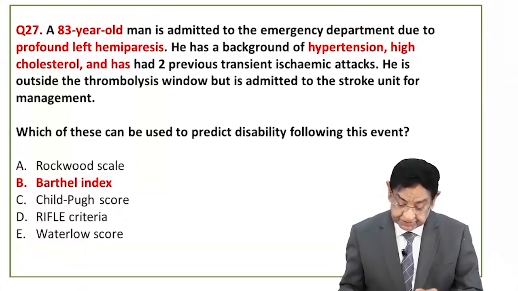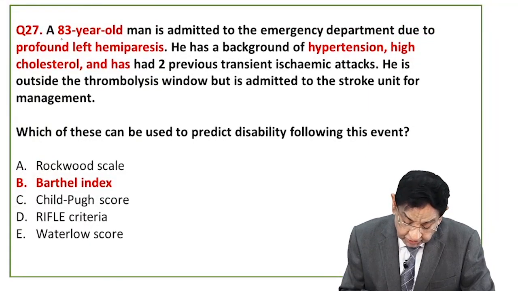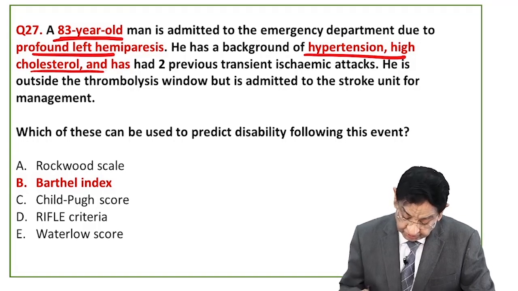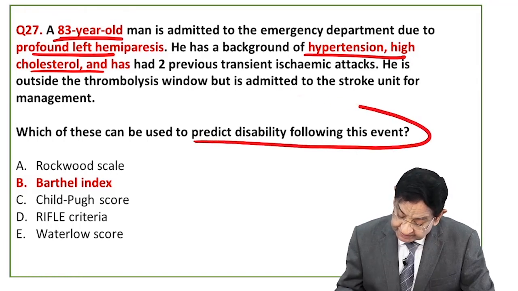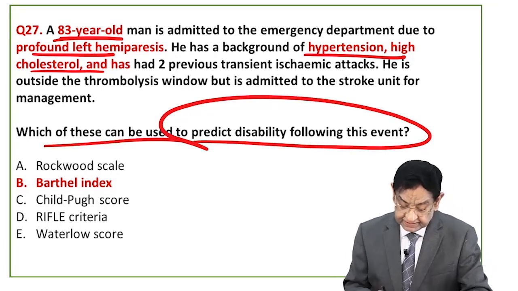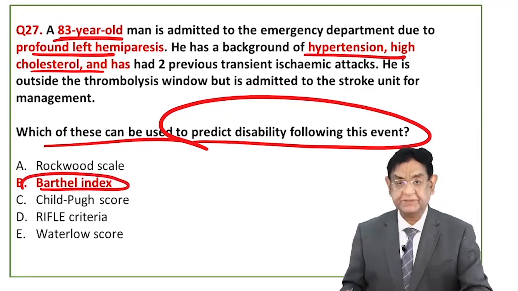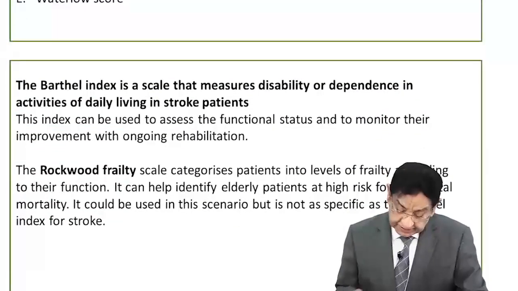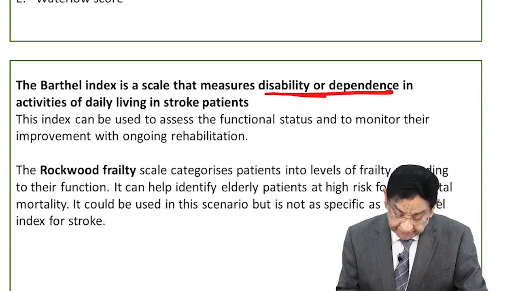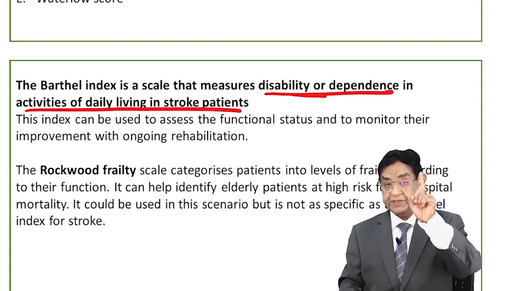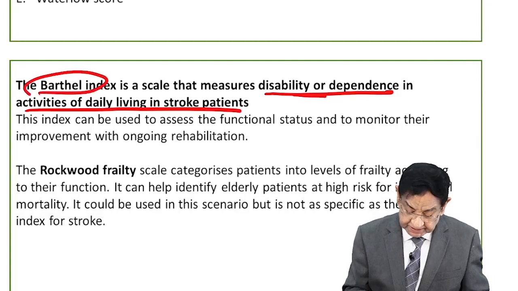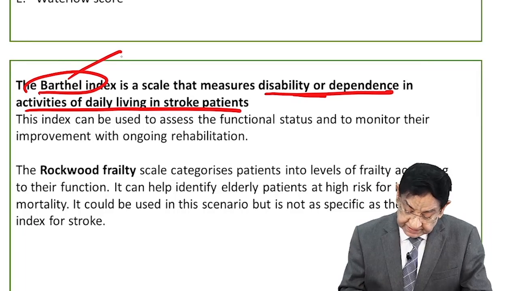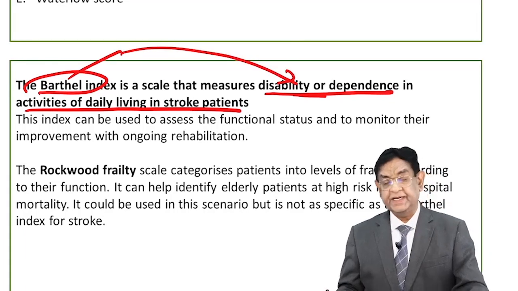Question 27. This is a good question. We got an 83-year-old with hemiparesis, hypertension, high BP, cholesterol. Which of them measures disability? This is the Barthel index. What is this? It is a scale to measure disability or dependence in activities of daily life in a stroke patient. So just write down the disability criteria in a case of stroke.